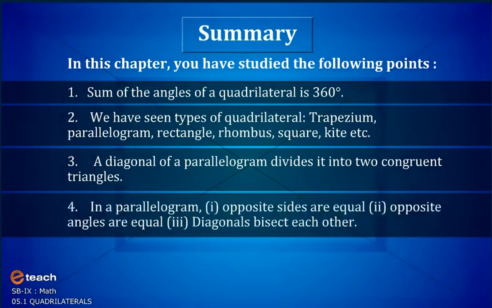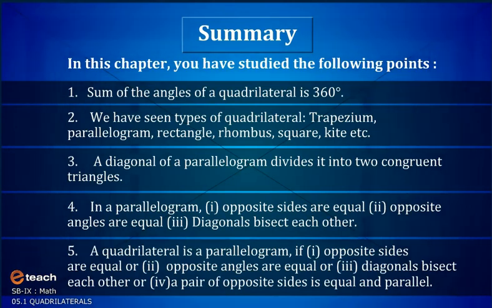4. In a parallelogram, 1. opposite sides are equal, 2. opposite angles are equal, 3. diagonals bisect each other. 5. A quadrilateral is a parallelogram if 1. opposite sides are equal, or 2. opposite angles are equal, or 3. diagonals bisect each other, or 4. a pair of opposite sides is equal and parallel.